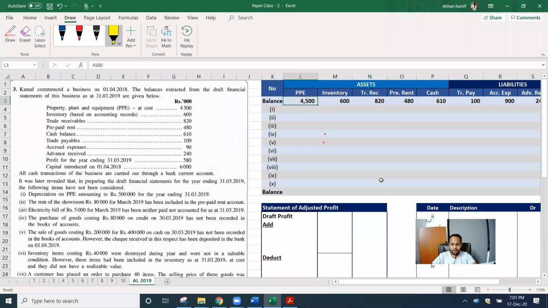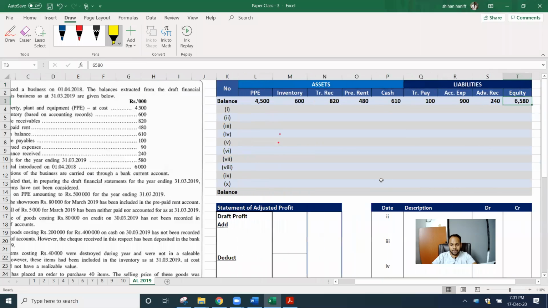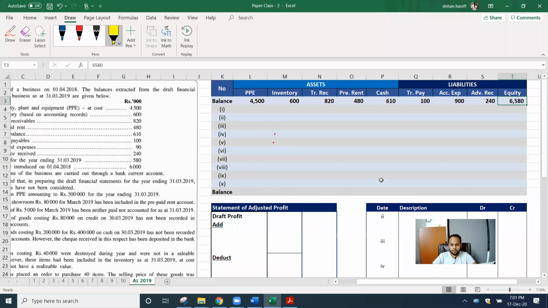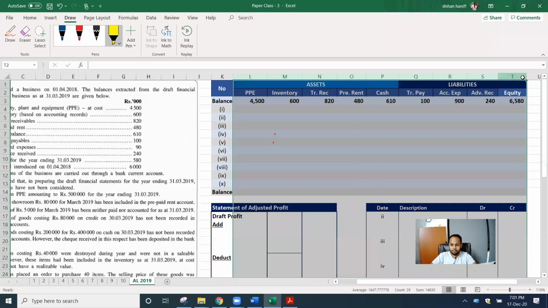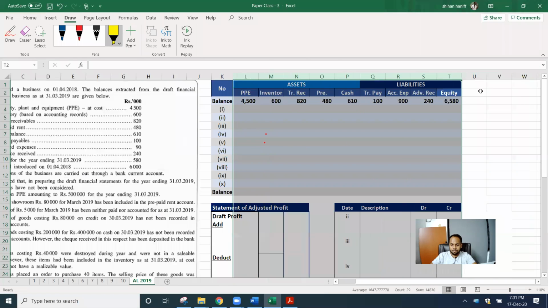PPE 4,500, inventory 600, trade receivables 820, prepaid rent is 480, cash 610, trade payables 100, accrued expenses 900, advance received 240, equity is 6,580. So we have reported the balances.